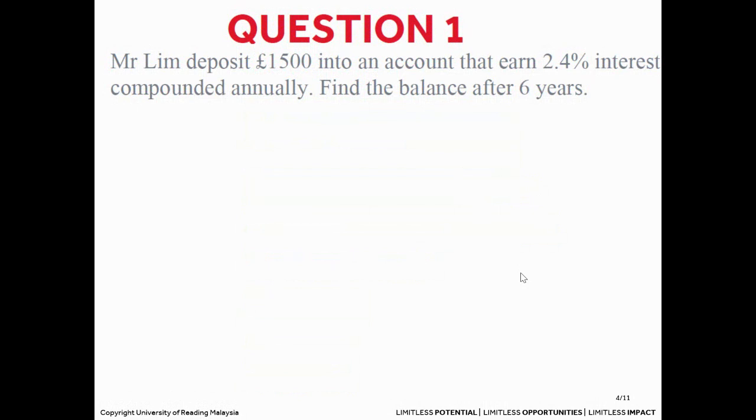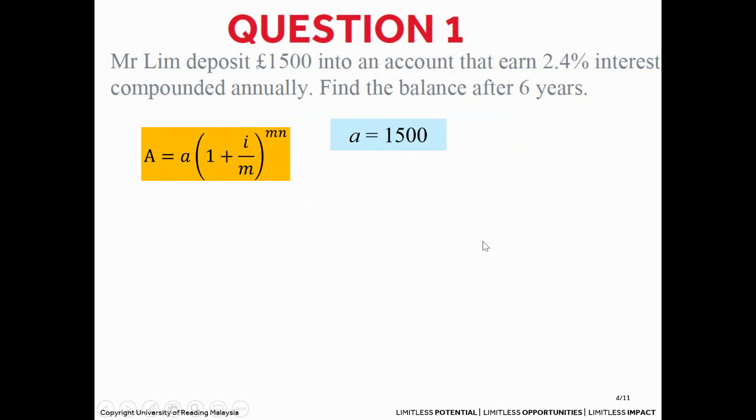Mr. Lim deposits £1,500 into an account that earned 2.4% interest compounded annually. Find the balance after 6 years. We shall use the first formula. Let's identify the value for each of the variables. A is 1,500. That is the principal. Compounded annually, so M is 1. 2.4% is 0.024. Time, 6 years.